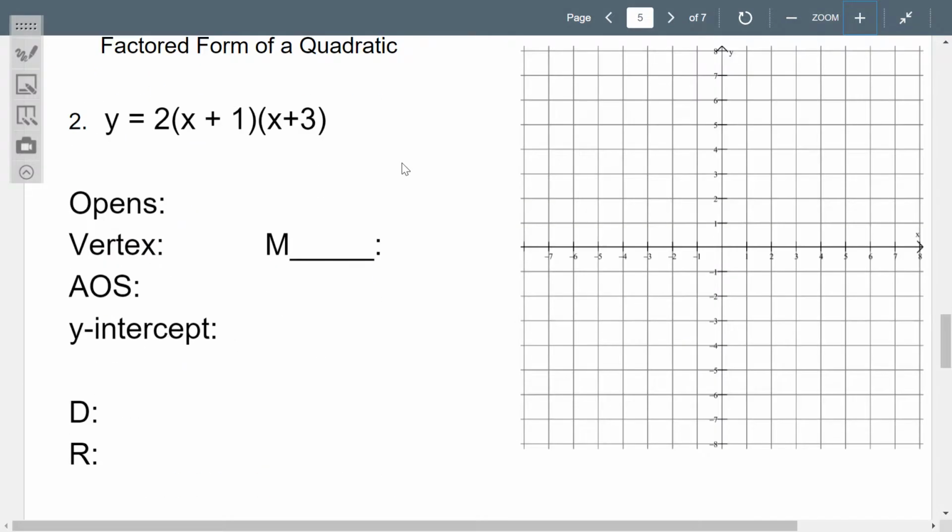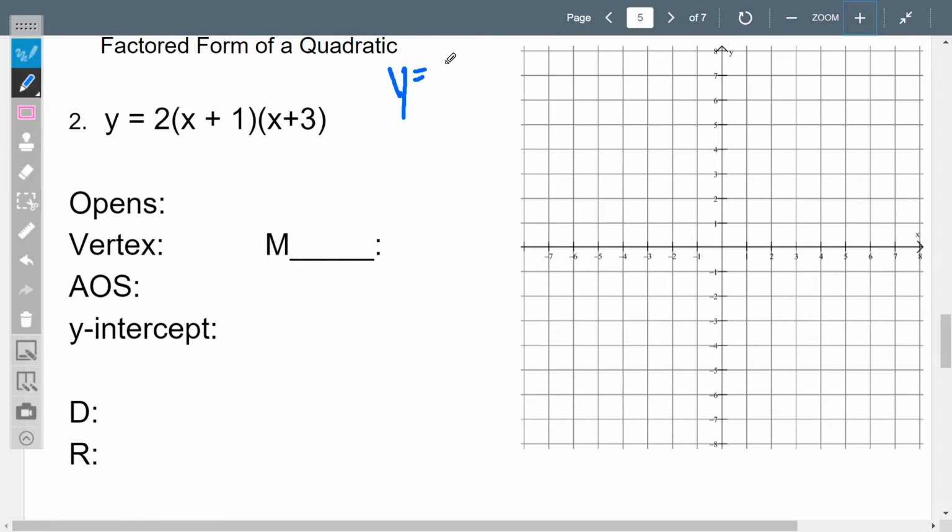All right, let's look at the second example. 2 times (x plus 1) times (x plus 3). This is in factored form. Factored form is a(x minus p)(x minus q), where p and q are the x-intercepts. So I can identify my x-intercepts here.